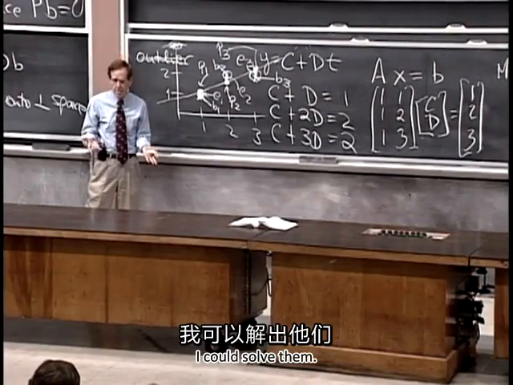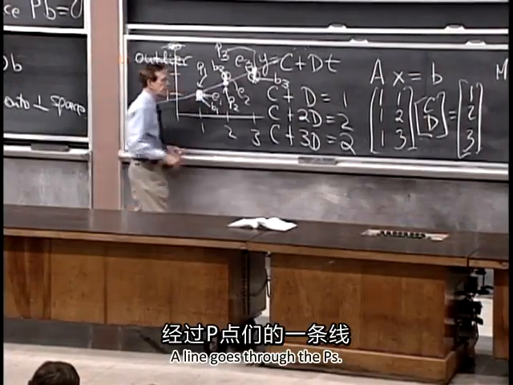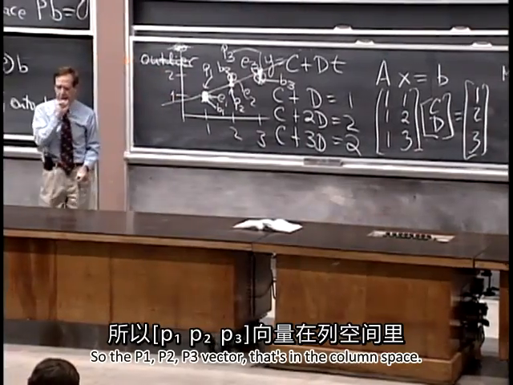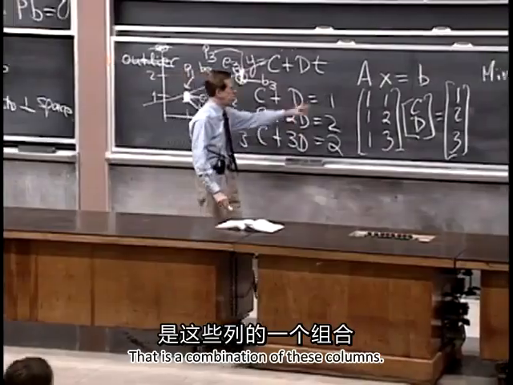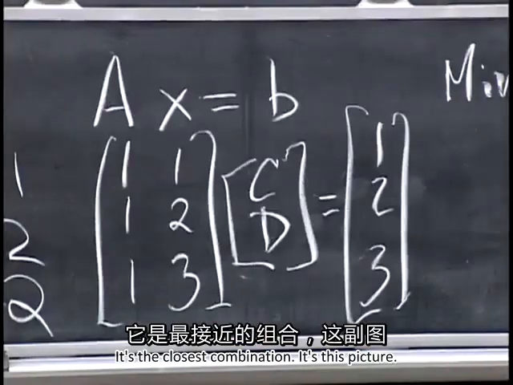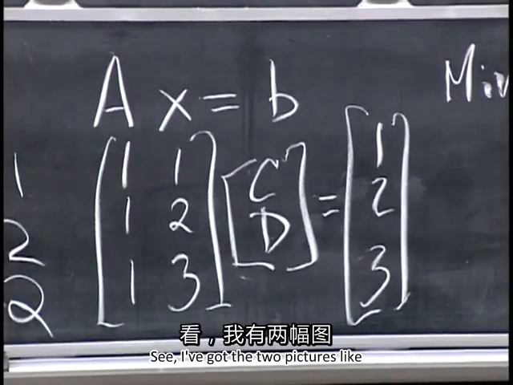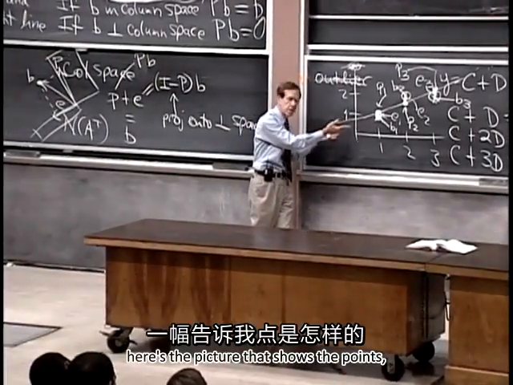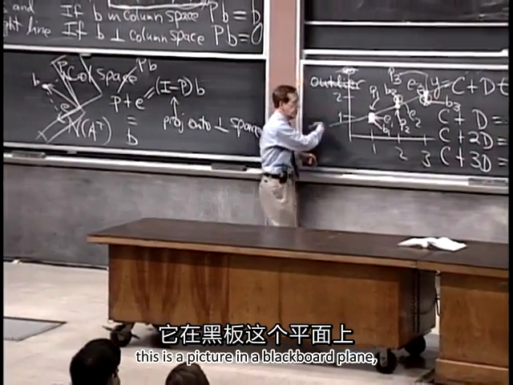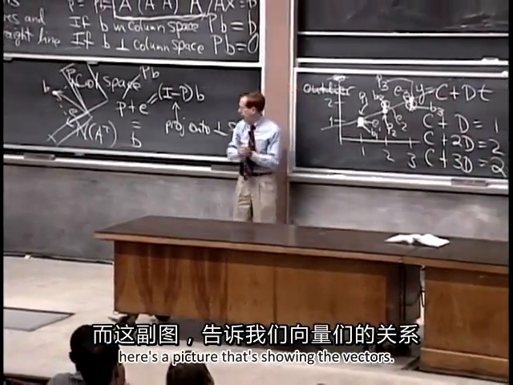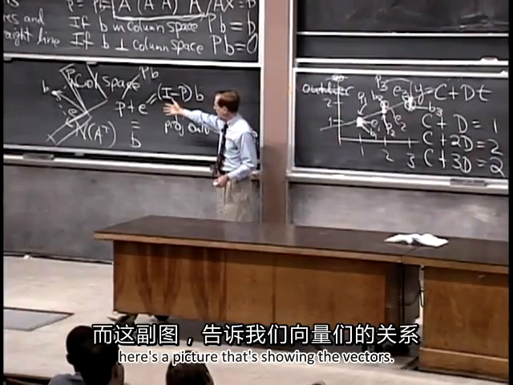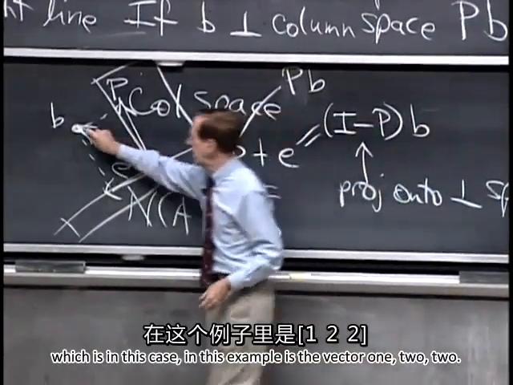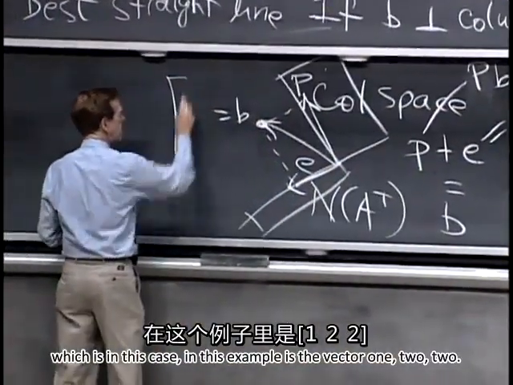I could solve them. A line goes through the P's. So the P1, P2, P3 vector is in the column space. That is a combination of these columns. It's the closest combination. It's this picture. I've got the two pictures. Here's the picture that shows the points, a picture in the blackboard plane. Here's a picture that's showing the vectors. The vector B, in this example, is the vector 1, 2, 2.